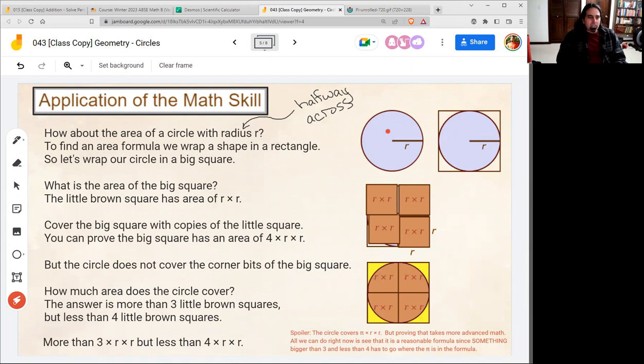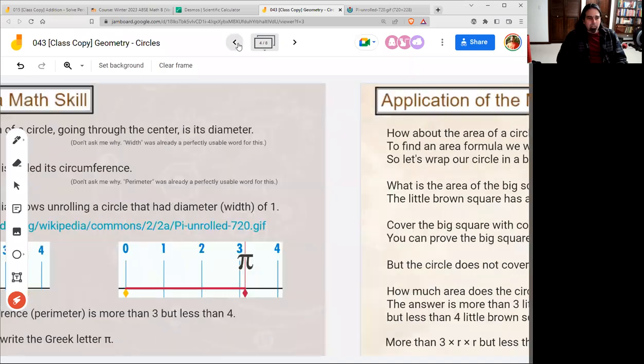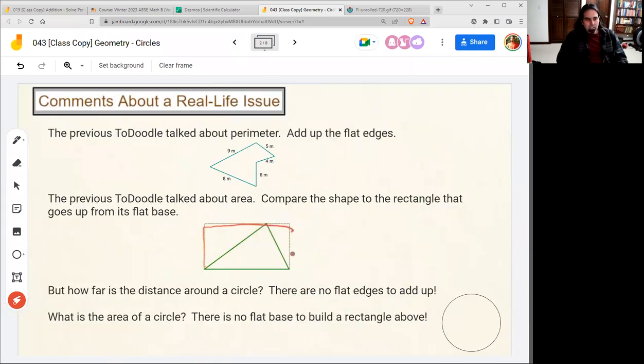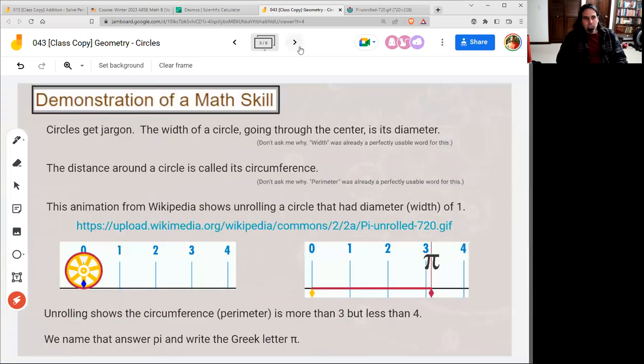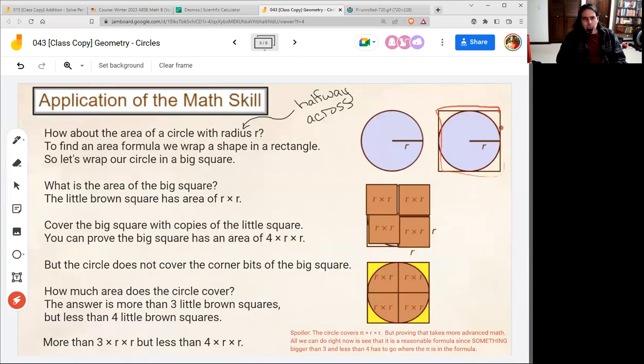How about how much area a circle takes up? Well, to find area, remember we take things and wrap them in a box, and we see how they compare to that box. This triangle was half of the box, so that the area of the triangle was half of base times height. Here we can put a box around a circle. How much of that box does the circle cover? First, we notice the whole box was 4 times r, because each one of these was an r times r, and the whole box we cover with 4 of them.